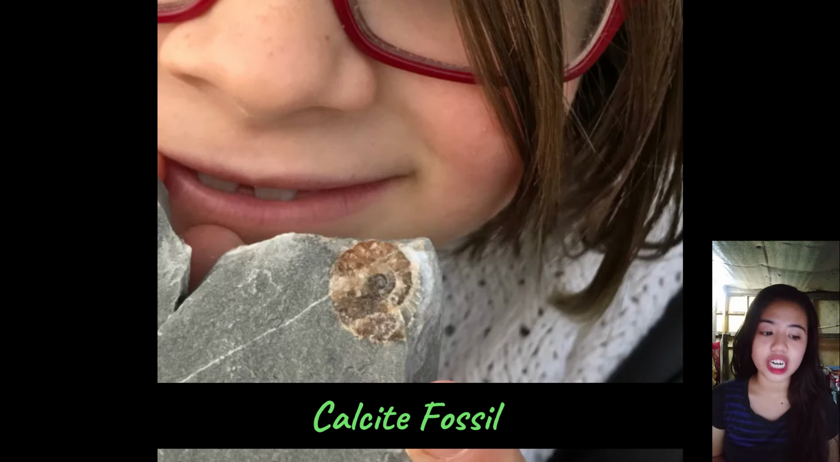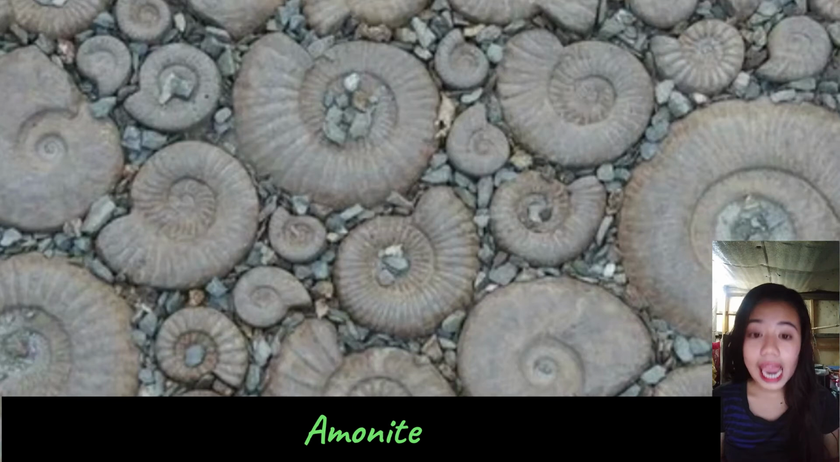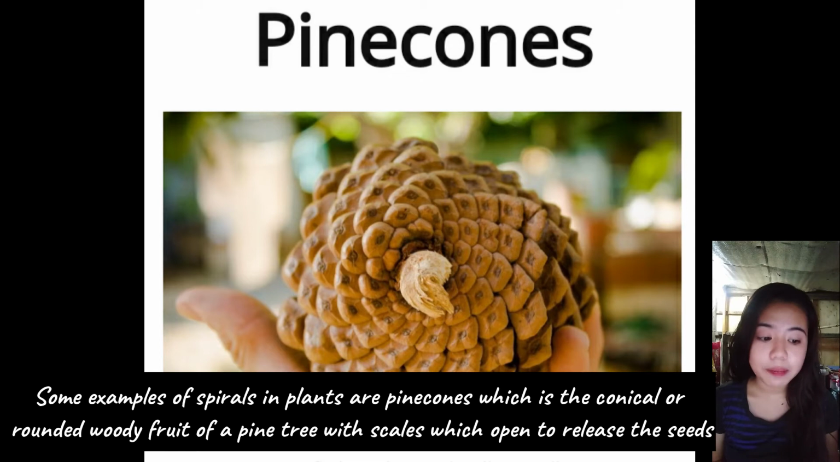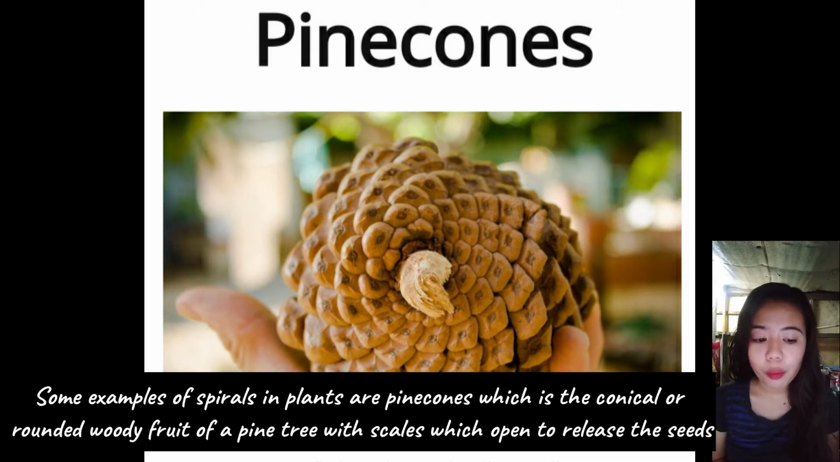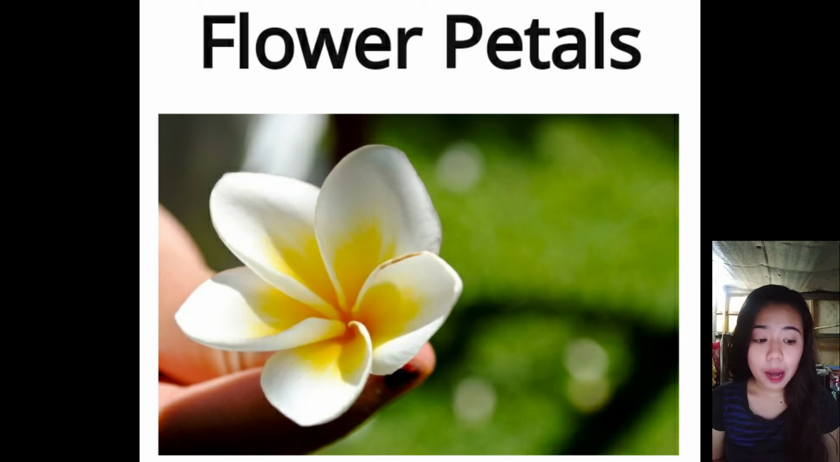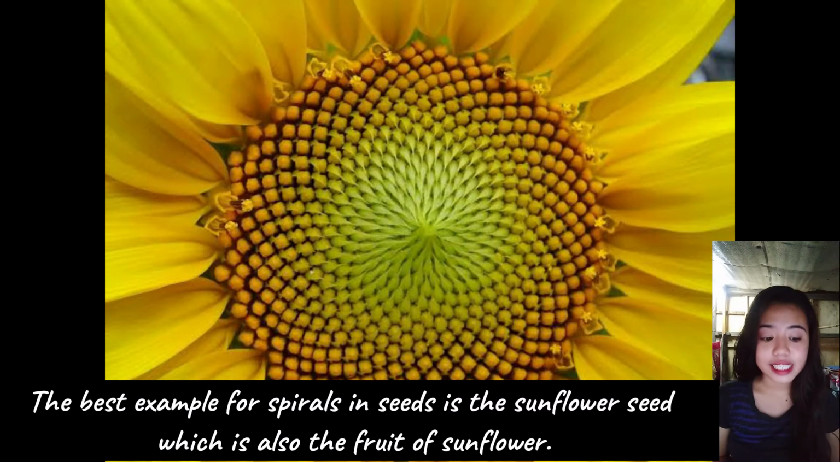Some examples are calcite fossil, fossil imprint in beef rock, and an ammonite. Some examples of spirals in plants are pine cones, which is the conical or rounded woody fruit of a pine tree with scales which open to release the seeds. And some flower petals are also spiral. Another example is an aloe spiral, or aloe polyphylla. And the best example for spirals in seeds is the sunflower seed, which is also the fruit of the sunflower.